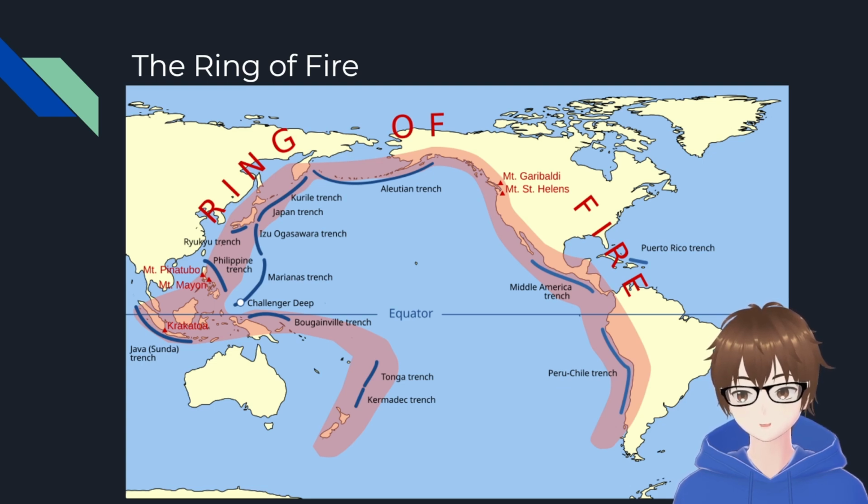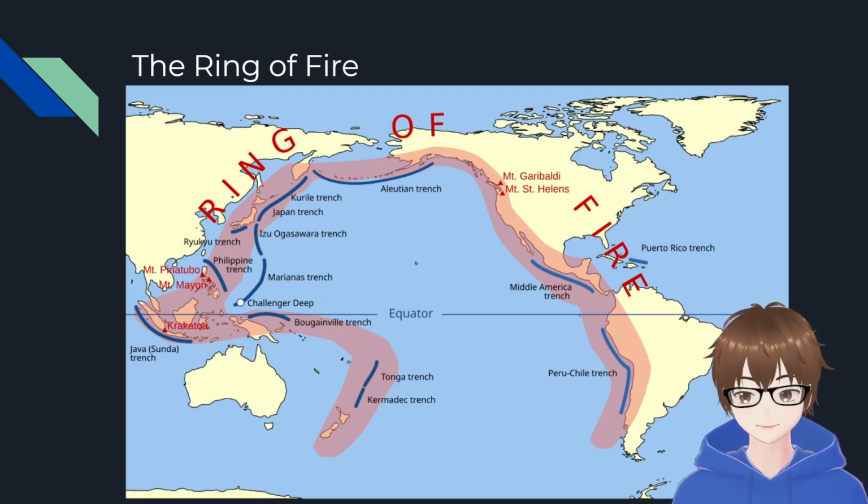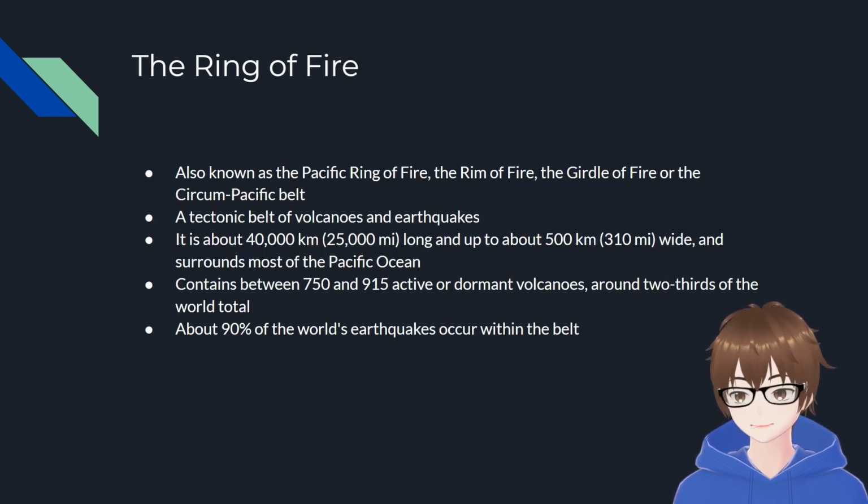So let's get into the Ring of Fire, okay? As you can see here, the Ring of Fire is basically along the western coast of South America and North America. And it also goes along near Japan, along the Philippines, and New Zealand and whatnot. So this is basically following plate tectonics. This is basically the area between plates. It's also known as the Pacific Ring of Fire, the Rim of Fire, the Girdle of Fire, or the Circum-Pacific Belt. A lot of names.